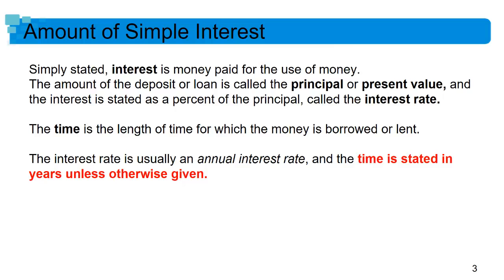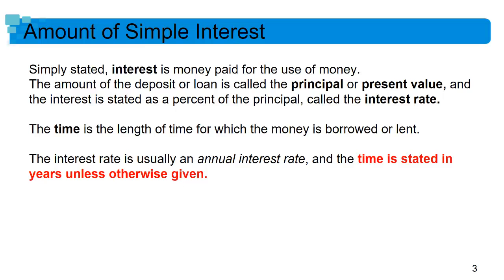Interest is the amount of money paid for borrowing money. Principal is that amount that is borrowed, sometimes called the present value. And then, of course, when we talk about the interest as a percentage of the principal, we talk about that as being the interest rate. Time is just the length of time that that money is borrowed.